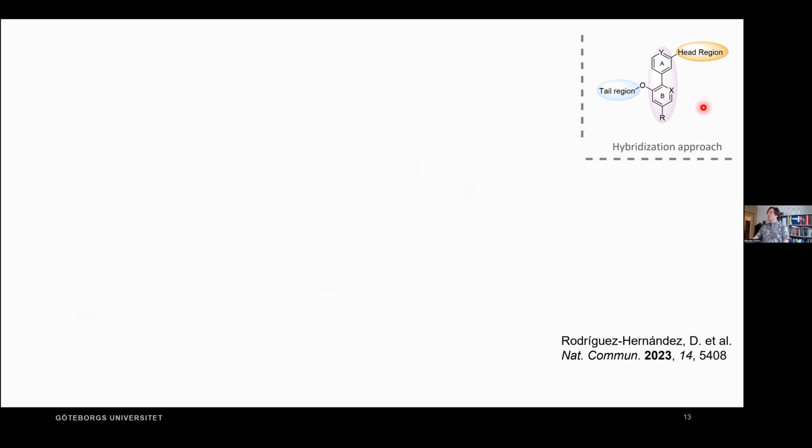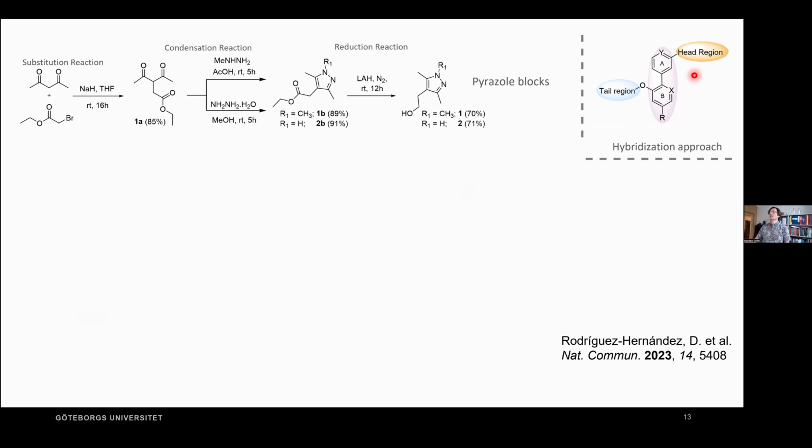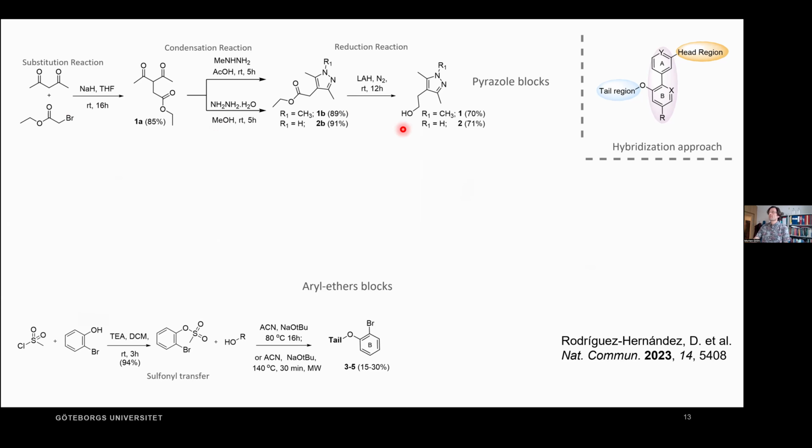If you look in the corner now, I just showed the structure that we're looking at. And you see, again, the color code, so you can follow. If you see the upper pathway here, it's basically to do the substitution reaction followed by a condensation reaction to get the heterocyclic core, and then do the reduction reaction. We could also introduce the tail with this sulfonyl transfer, shown here. We use the phenol, put on a leaving group, react with an alcohol at elevated temperature, and you introduce the tail.